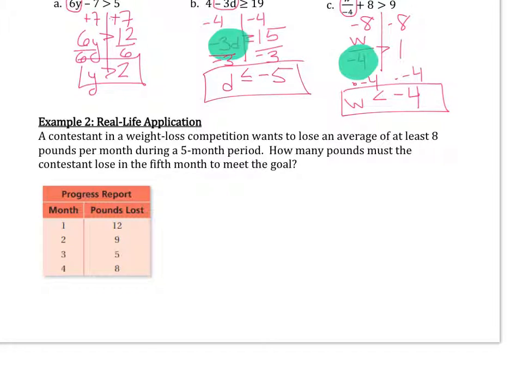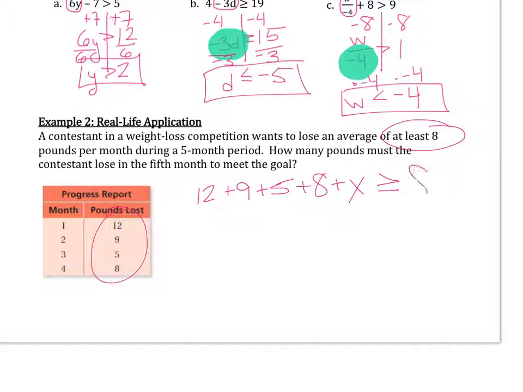So if we're trying to figure out how much they need to lose in the 5th month, we're going to add up all the pounds that they've lost already. So the 12 plus 9 plus 5 plus 8. But we're also going to add in that missing month to figure out what's going to meet our goal. So if it's at least 8, then it has to be greater than or equal to 8.